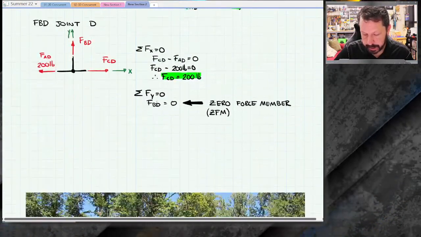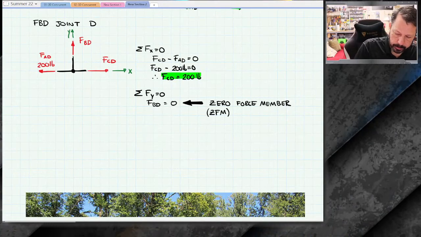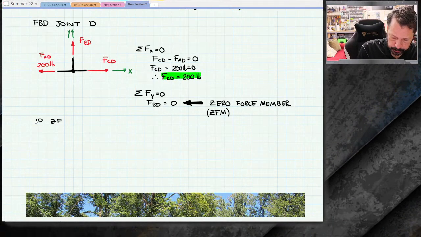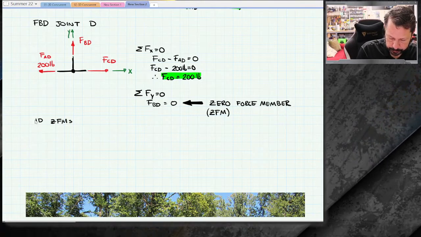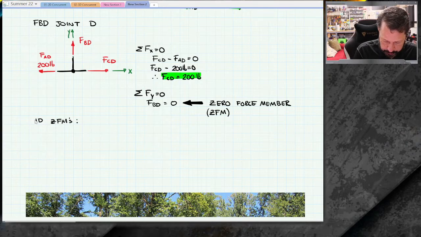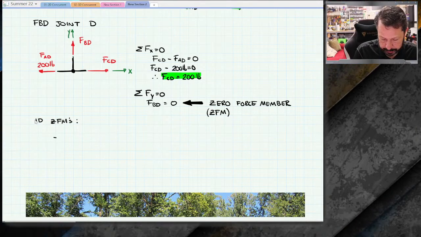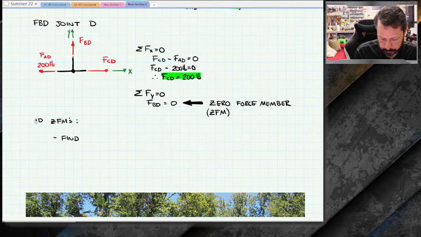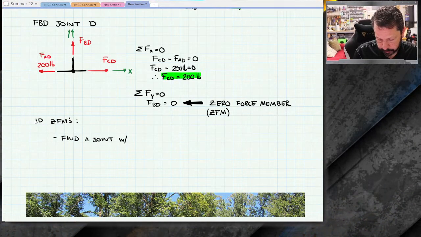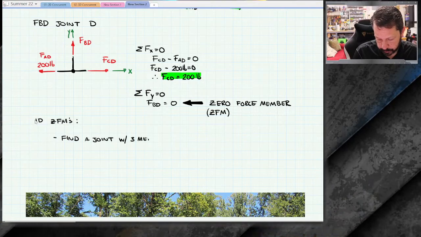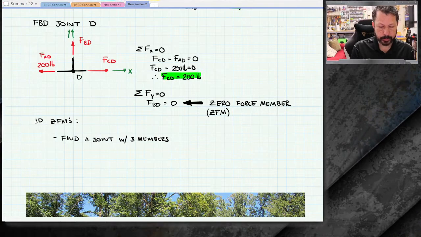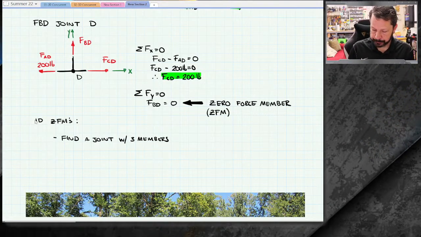And it turns out you can. You can ID zero force members with a couple of rules. First, you find a joint with 3 members. So joint D had 3 members, AD, BD, and CD.